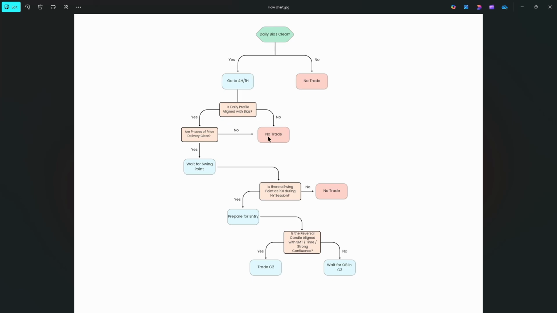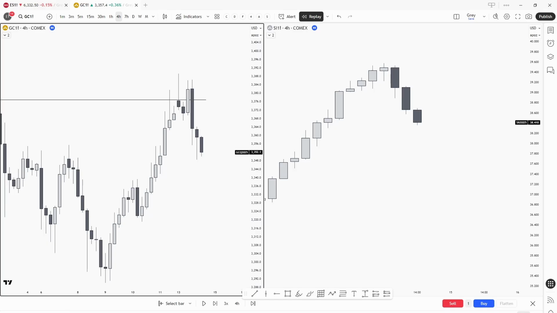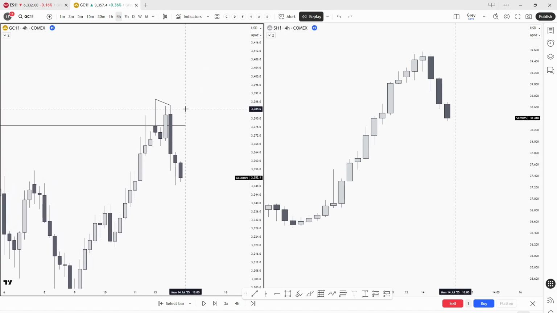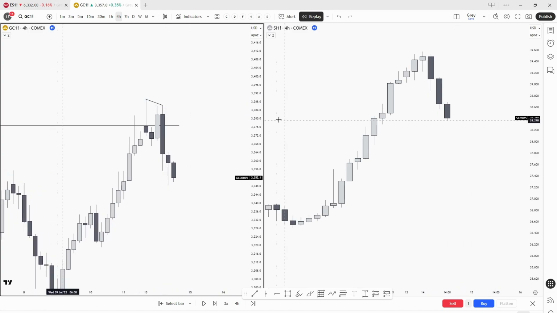Is the daily profile aligned? If yes, then what pair of price delivery are we in? The goal is creating that bearish SMT divergence. So this means the gold is the weaker asset and the silver is the stronger, so we would be trading the gold. This was my idea, and we already had that 6 a.m. reversal, the New York reversal profile, and we will confirm that more on the 1 hour time frame.